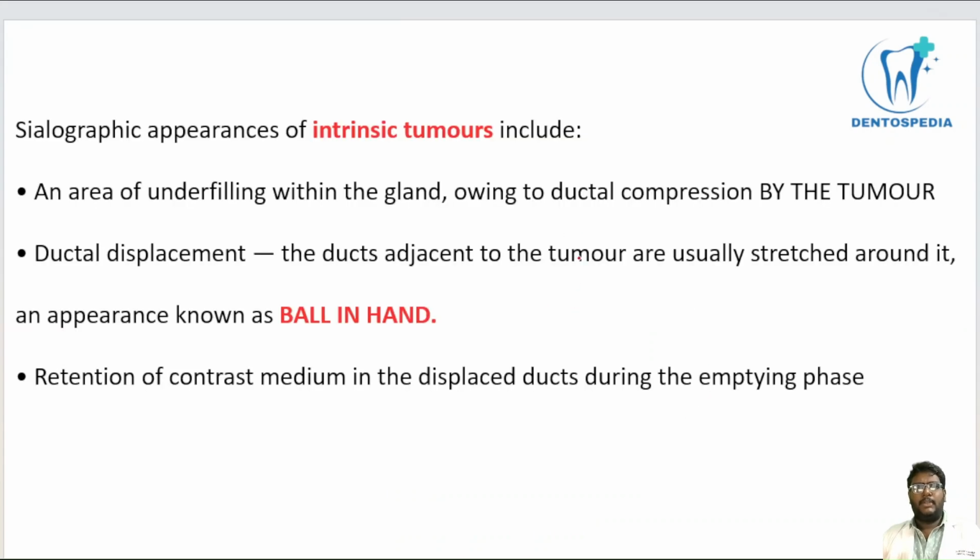And coming to the sialographic appearance of intrinsic tumors. Tumors can occur in salivary glands, especially a particular tumor called pleomorphic adenoma. This is the most common tumor occurring in the parotid gland. And that appearance is called the ball in hand appearance.